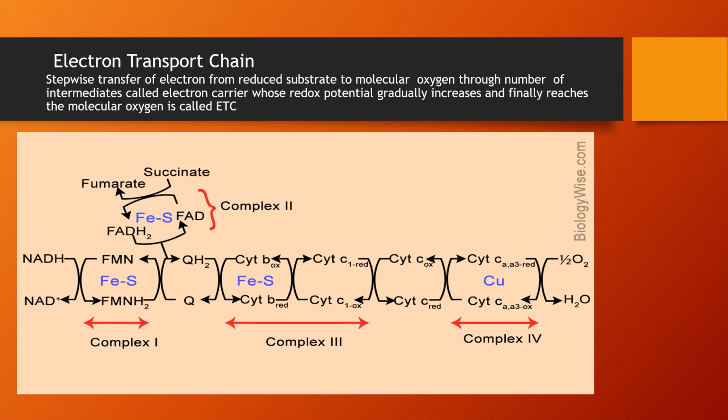The electrons from NADH are transferred to FMN, and the FMN becomes FMNH2. From this FMNH2 the electrons are transferred to coenzyme Q, and coenzyme Q becomes CoQH2. From CoQH2 they are transferred to the cytochromes. We have a set of cytochromes in this electron transport chain: cytochrome B, cytochrome C1, cytochrome C, and cytochrome A plus A3.